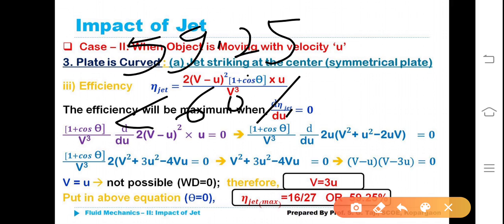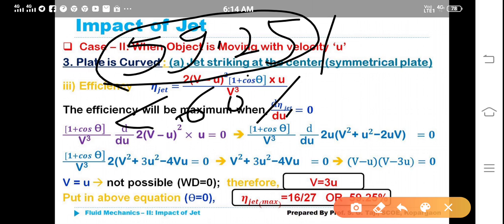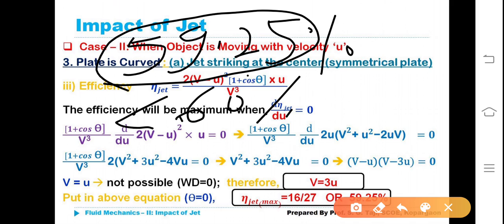What is the conclusion we can draw from this? The maximum efficiency in case of a curved vane when it is moving, and that too symmetrical, when the jet is striking the plate or vane or blade at the center, is found to be exactly 59.25% or just less than 60%.